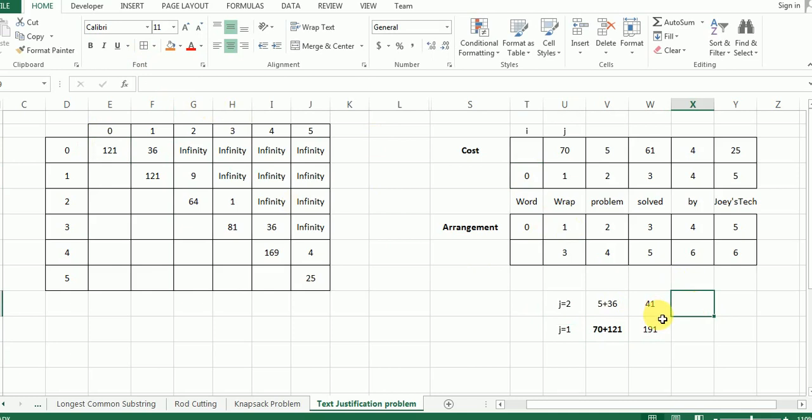41 is minimum. That means the correct split is going to happen at j equals to 2, and that is why we are going to put 2 here in our arrangement array, and the minimum cost that we are going to put is 41. Now 41 is our answer. That means whenever we have the following sequence of words, word wrap problem solved by joystick, and the maximum characters allowed in one line is 15, then the minimum cost is going to come out as 41.